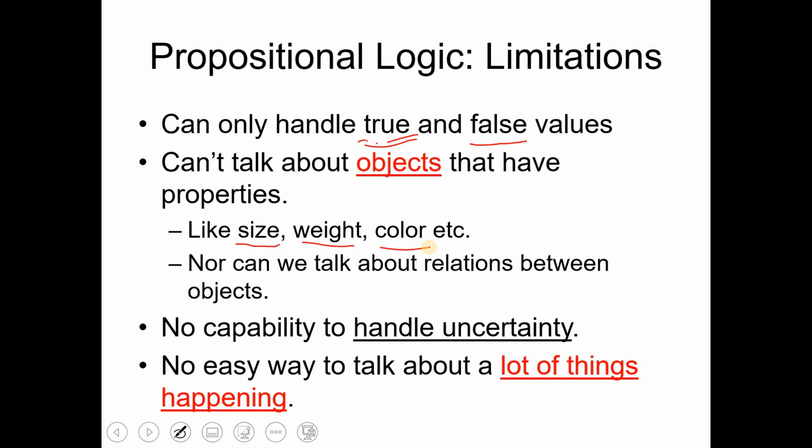And also you cannot talk about the relation between objects. For example, one person is Ali and the other person is Ahmed. You cannot define over here that Ali is related to Ahmed, or Ali is the son of Ahmed, etc. You cannot explain it.